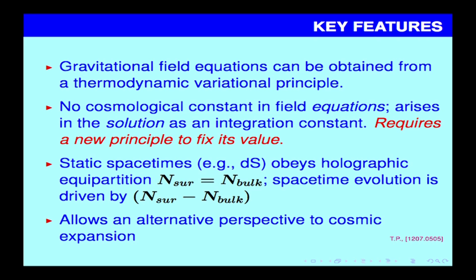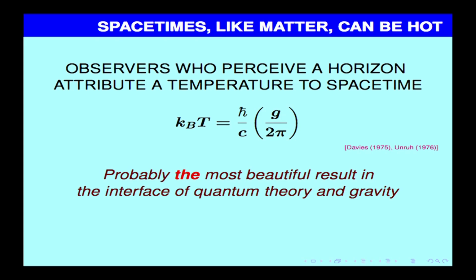So, let me tell you where it comes from. If you want to study the thermodynamic approach to gravity, you need the thermodynamic quantities; you need temperature, and you need entropy. So, in fact, I would think it is the most beautiful result in combining quantum theory and gravity, that if you have a class of observers who perceive a horizon, then they will attribute a temperature to that horizon which is related to the acceleration, either the surface gravity or the acceleration of the observer.